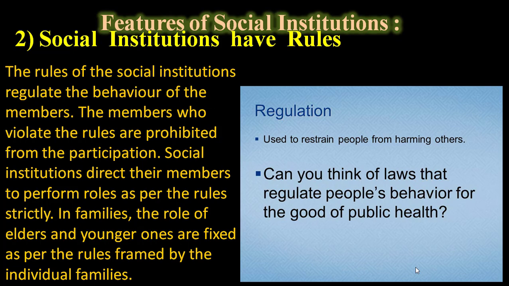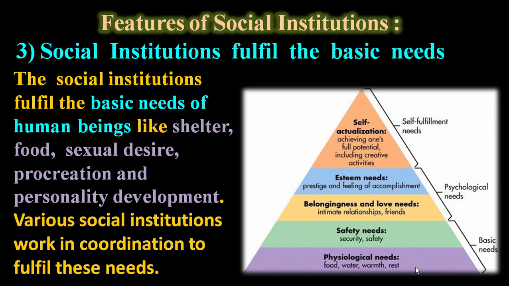So all social institutions, one way or another, have rules and regulations to follow, in order to modify and control the behavior of the members. So that is the second feature of social institutions. Let's come to the third one.